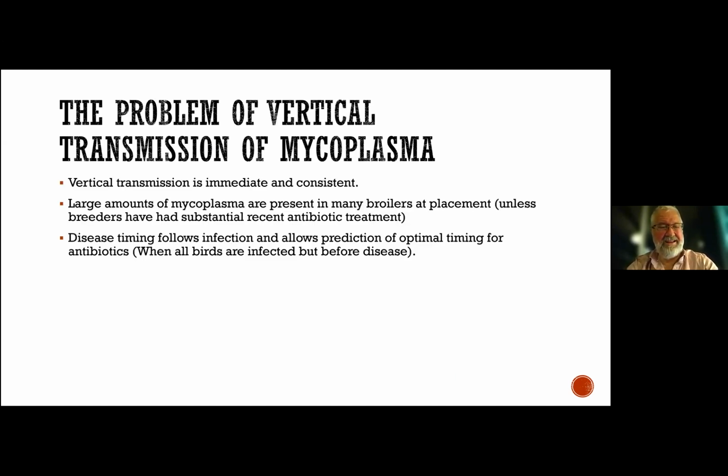So the vertical transmission, we'll just talk a little bit about that. It's an immediate and consistent infection of the birds. It puts large amounts of mycoplasma in the broilers at placement, unless the breeders have been recently treated with antibiotic. And the disease follows infection and allows prediction of optimal timing of antibiotics, because they're infected at day one. And the trick with the antibiotics is to treat the birds when they're all infected, but before they actually develop disease.